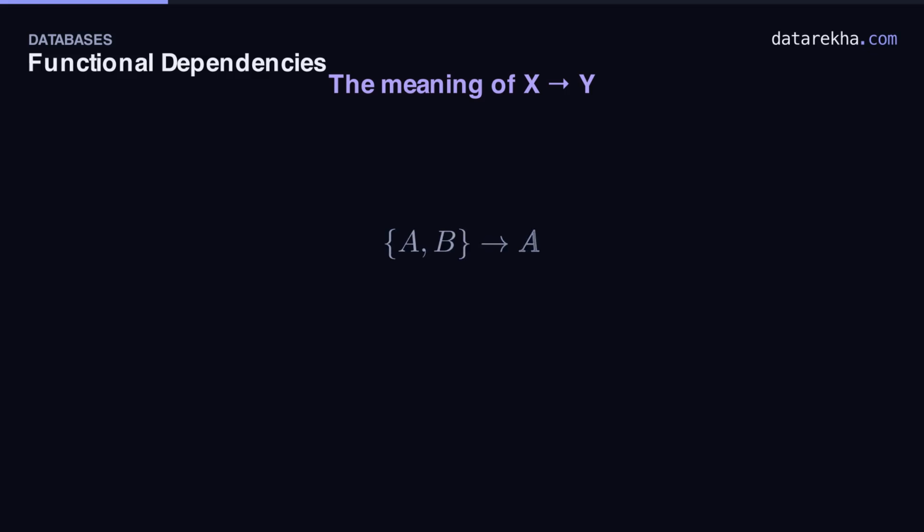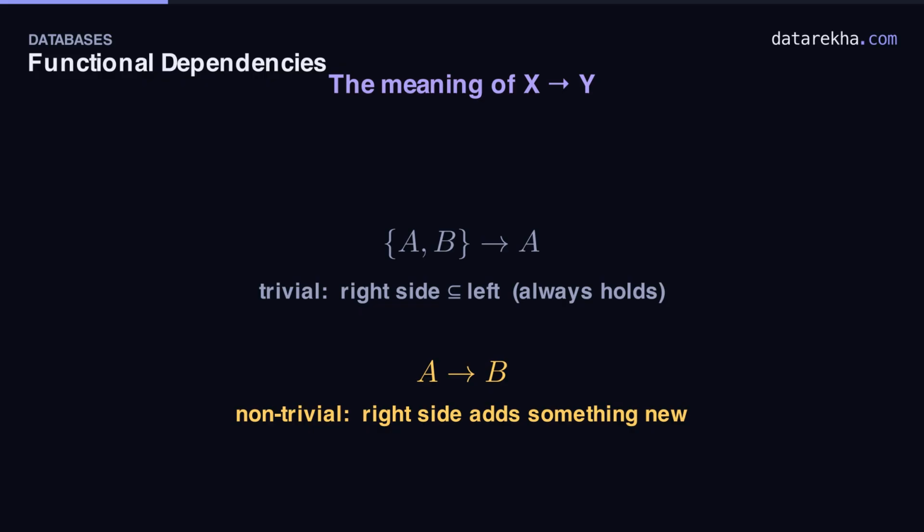Two flavors worth naming. A dependency is trivial when the right side is already inside the left, like A and B together determine A. Always true tells you nothing new. The interesting ones are non-trivial, where the right side brings in something genuinely new, like A determines B. Those are the ones we chase.